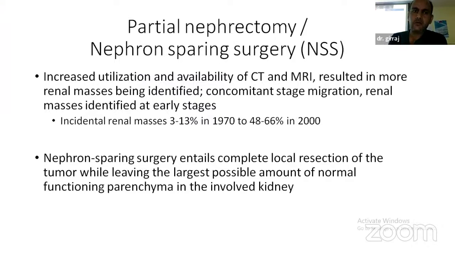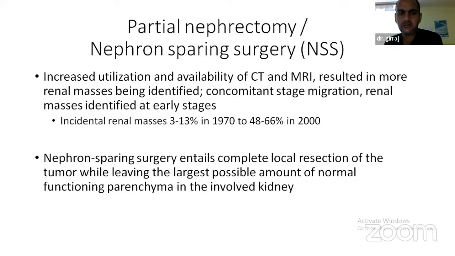Partial nephrectomy or nephron sparing surgery. There is a paradigm shift from radical nephrectomy to partial nephrectomy due to excessive use of imaging, CT and MRI, and use of minimally invasive surgery. Increased utilization and availability of CT and MRI result in more renal masses being identified. Concomitant stage migration, renal masses identified at an early stage.